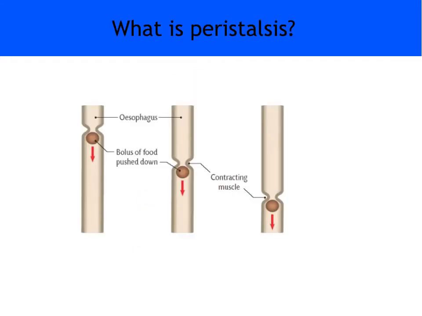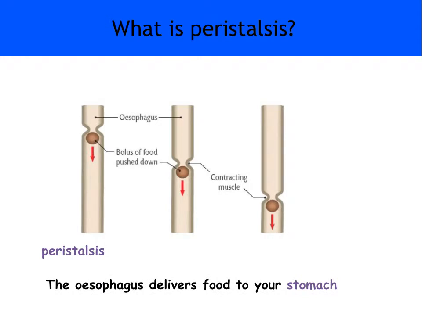So why is it we can swallow upside down? This is because food is moved through the esophagus by muscular contractions and relaxations. It's kind of like when you're squeezing cake mixture through a soft tube. We call this peristalsis. So the esophagus delivers the food to your stomach. Remember to copy down the purple words into your notes.